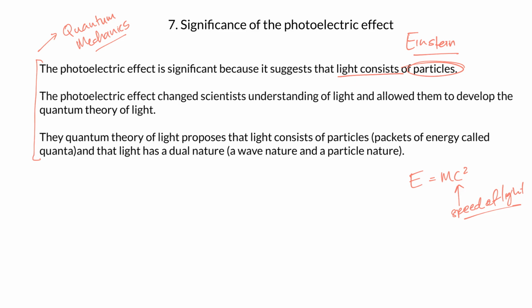This section touches on quantum mechanics, forms the basis of quantum mechanics. The photoelectric effect also changed scientists' understanding of light, and they developed the quantum theory of light. The quantum theory of light proposes that light consists of particles, packets of energy called quanta, or we're calling them photons, and that light has a dual nature, a wave nature and a particle nature. So that's the significance of it.